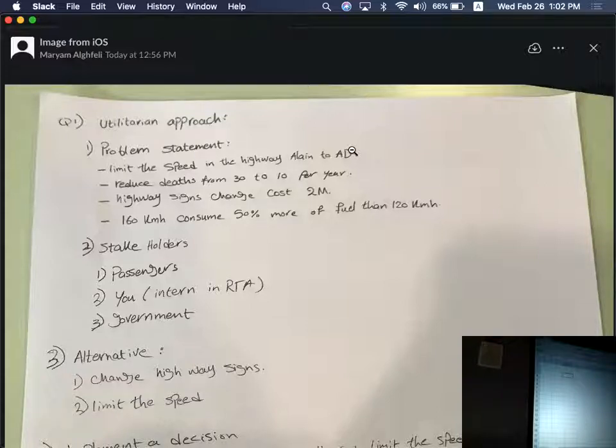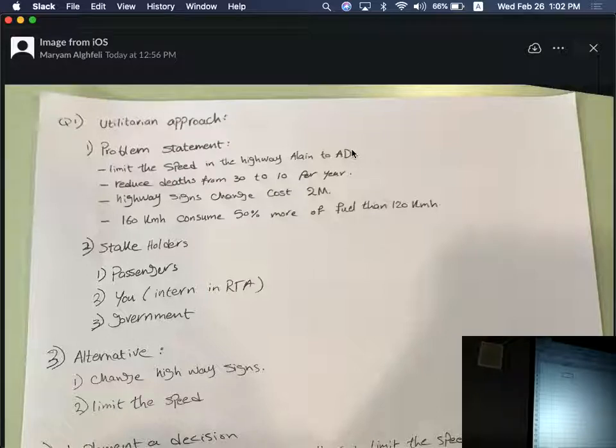That is very nice. I think that's most of what we need. What about the stakeholders? Passengers, you as an employee in RTA, the government. Alternatives: change the highway signs, limit the speed, or that's it. Implement a decision. Is everybody in agreement with the stakeholders?